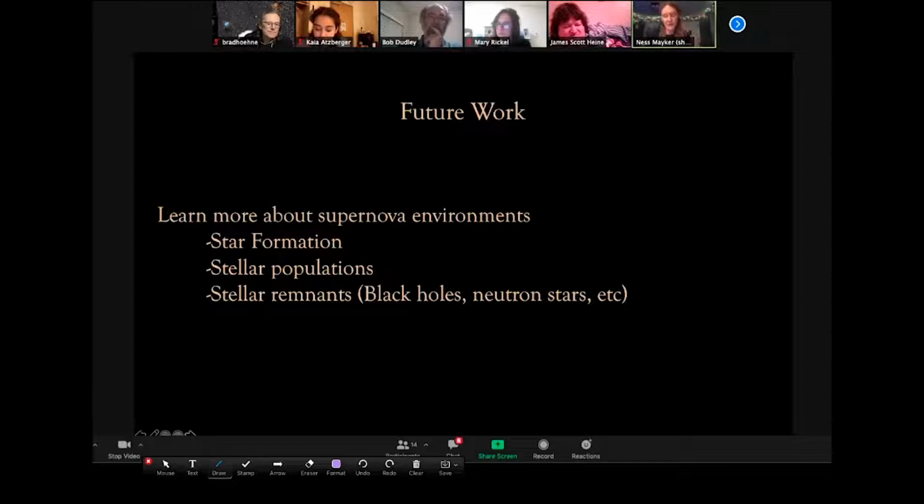We are waiting to get more maps to do more galaxies and study more supernova, but we also want to study more aspects of the supernova environment. So right now we've looked at the molecular clouds, which is where stars will form. We also want to look at star formation that is currently happening and or has recently happened. And we want to look at stellar populations and also stellar remnants. We'd like to be able to paint a picture of what a supernova environment looks like for the very first time.